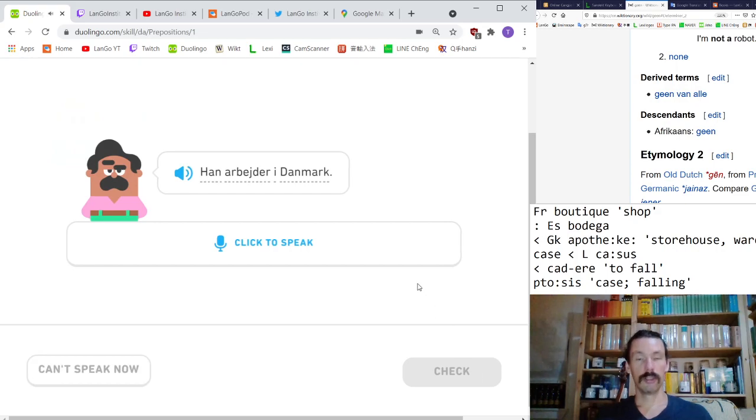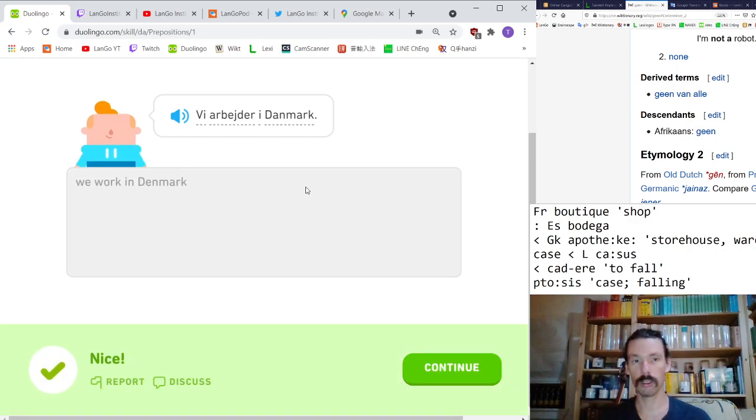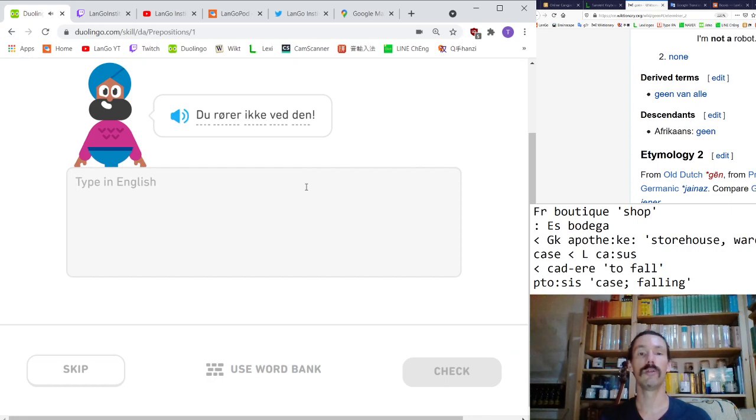Han arbejder i Danmark. Denmark. Vi arbejder i Danmark. We work in Denmark. Du rører ikke ved den. You are not touching with it. You aren't touching it.